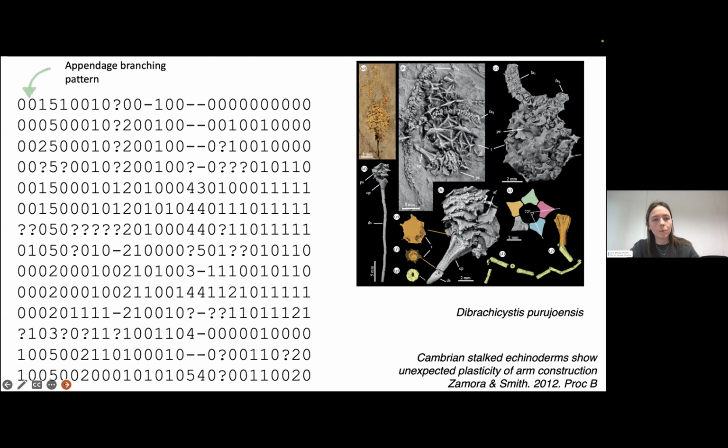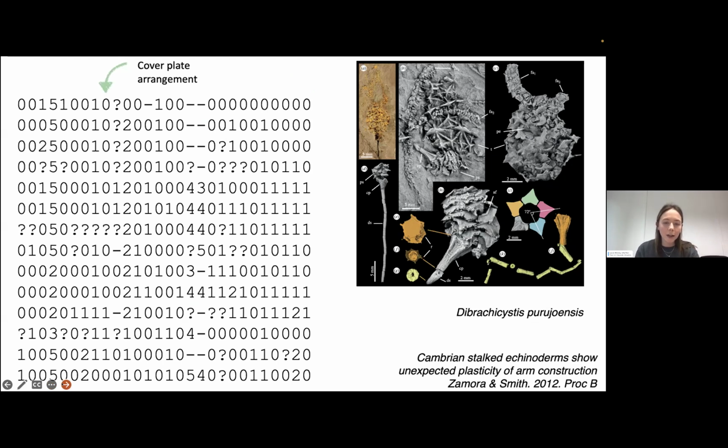However, the 0s and 1s here refer to different appendage branching patterns, so a different morphological feature. Here we have different plate arrangements. So you can already see that, even within the same alignment, we're getting quite different biological meanings for a 0 and a 1. So trying to come up with a model that explains those differences is not very straightforward.